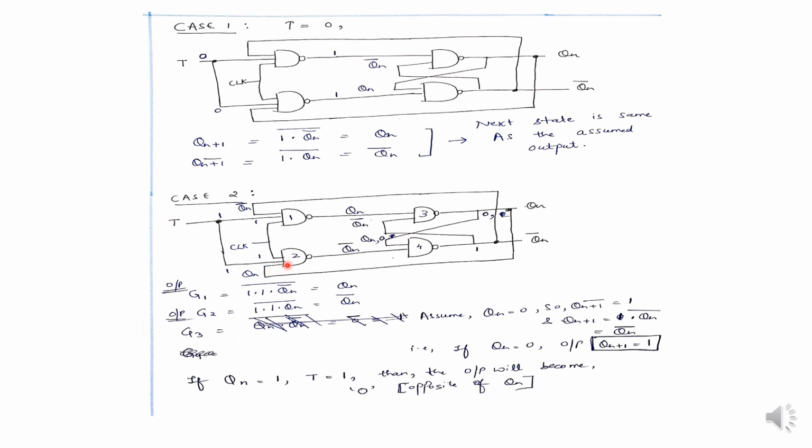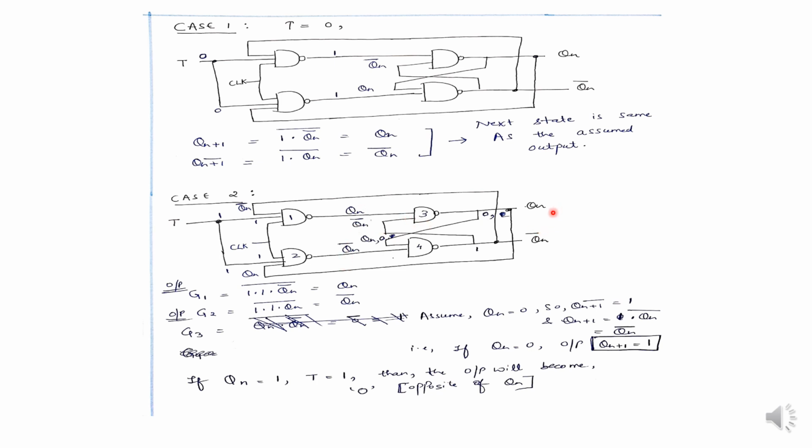Output at gate 2 here. What will be the output at gate 2? You can see one input is the clock pulse, which is high, that is 1. Another input is the T input, T equals 1 because we are considering case 2. So T equals 1, 1 is going here. And another input is Qn. So Qn is going here. So what will be the output at gate 2? It will be 1 into Qn whole bar. So the output will be Qn whole bar. Okay. So we have determined the output at gate 1 and gate 2.